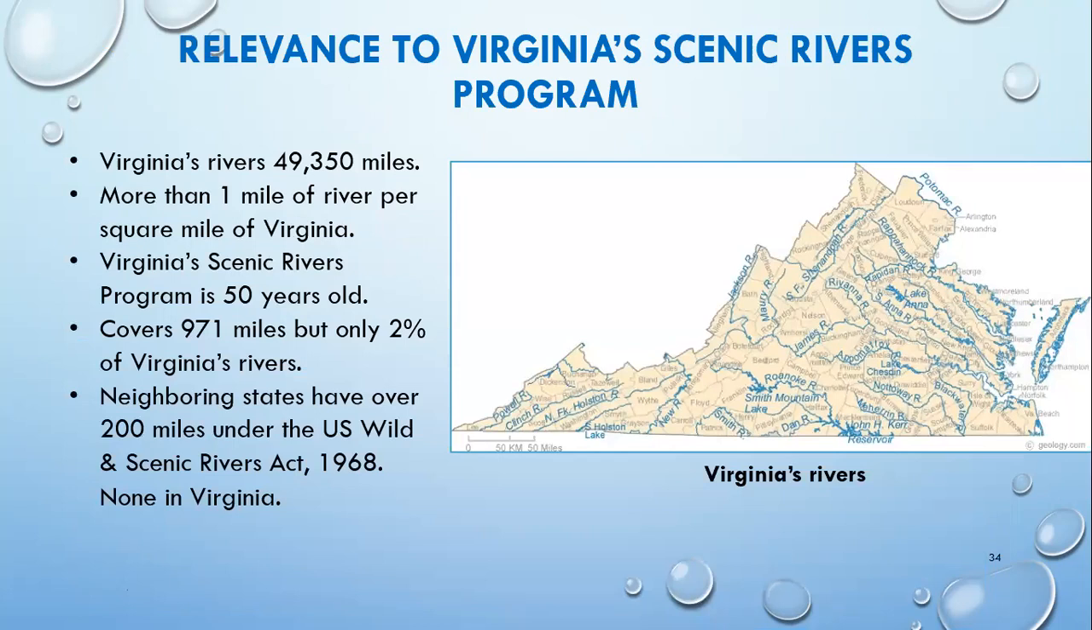Now, what's the relevance of all of this to Virginia's Scenic Rivers program? Virginia's rivers are nearly 50,000 miles in length. That's nearly a mile of river per square mile of Virginia, which is a huge density compared with what we have in Australia, where rivers are very far and distant between. The Scenic Rivers program is 50 years old and covers nearly 1,000 miles, but that's only 2% of Virginia's rivers. The neighbouring states have quite a lot of rivers under the US Wild and Scenic Rivers Act, but Virginia has none.